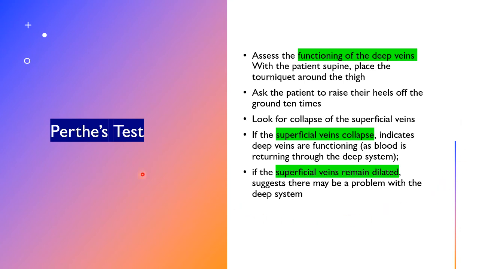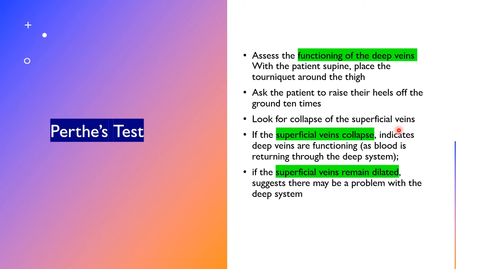Next, we come to Perthes test. This is to assess the functioning of the deep veins, whether the deep veins are patent. With the patient again supine, place the tourniquet around the thigh. Ask the patient to raise their heels off the ground 10 times. That means you try to squeeze the calf muscles to act as a pump to squeeze the deep veins. Look for collapse of the superficial veins.